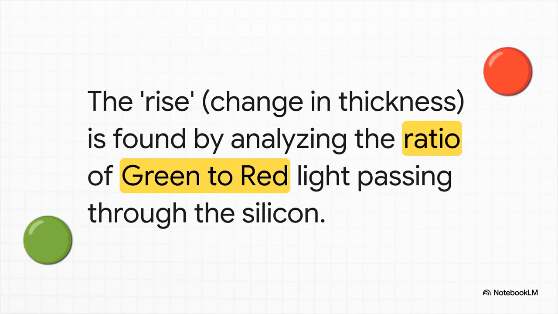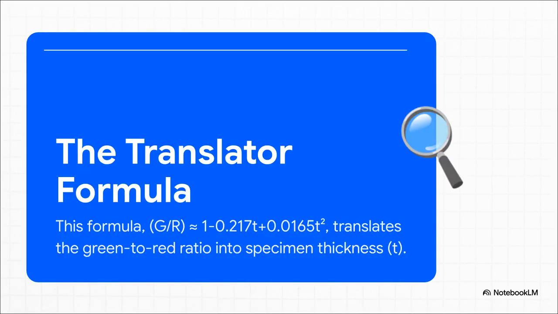Let's zero in on that rise calculation for a second, because this is really the heart of the whole innovation. What they figured out was that the ratio of green light to red light passing through the silicon was a super reliable way to measure its thickness. And you might be asking, why green and red? Well, it's because the intensity of those two colors changes in a very predictable way as that silicon gets thinner. And this right here, this is the magic translator.